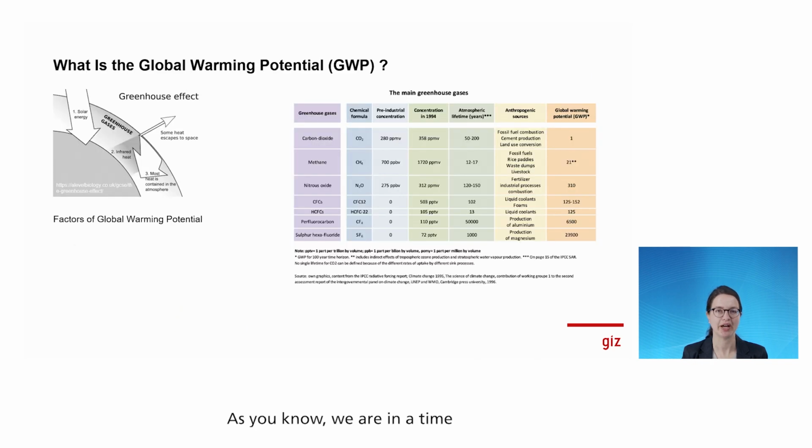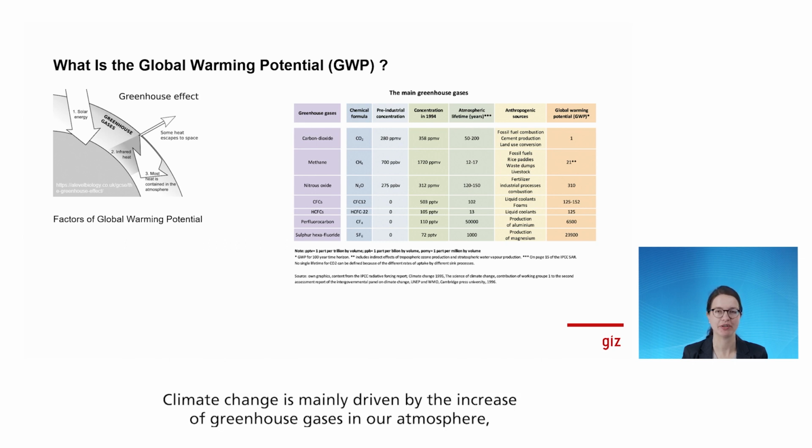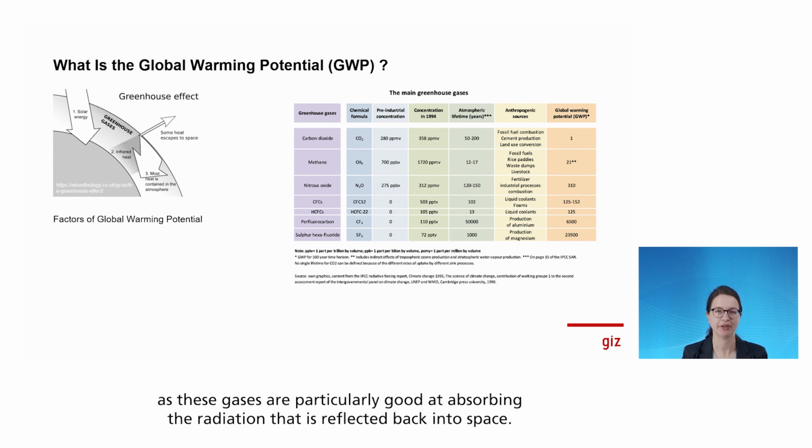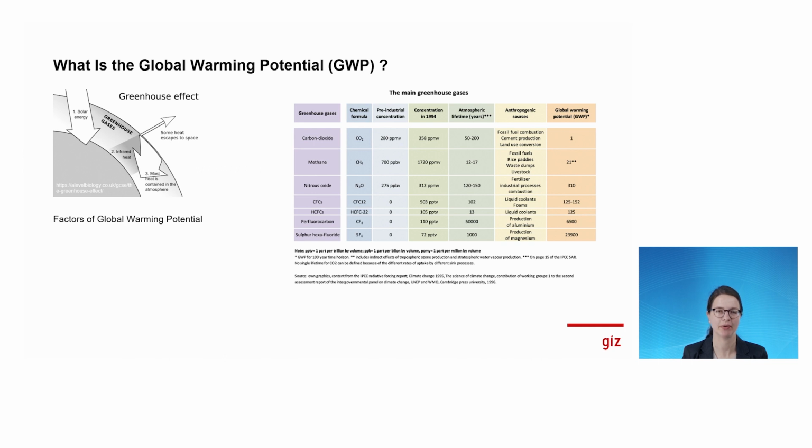As you know, we are in a time where mankind has caused and continues to cause man-made climate change. Climate change is mainly driven by the increase of greenhouse gases in our atmosphere, as these gases are particularly good at absorbing the radiation that is reflected back into space. They thus form a protective layer between the Earth and space. This is of course important for life on Earth, but the increase in gases also raises the temperature on Earth, which we call climate change.